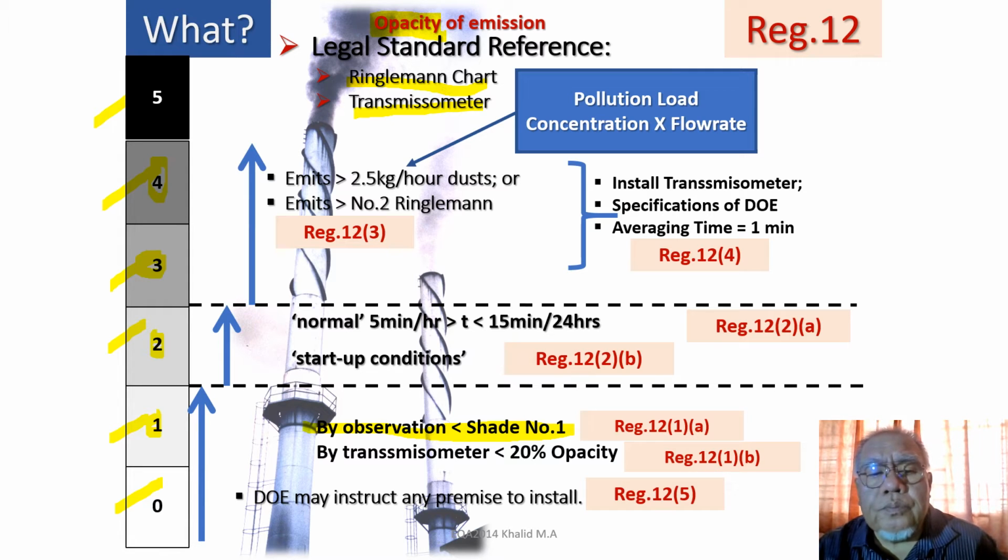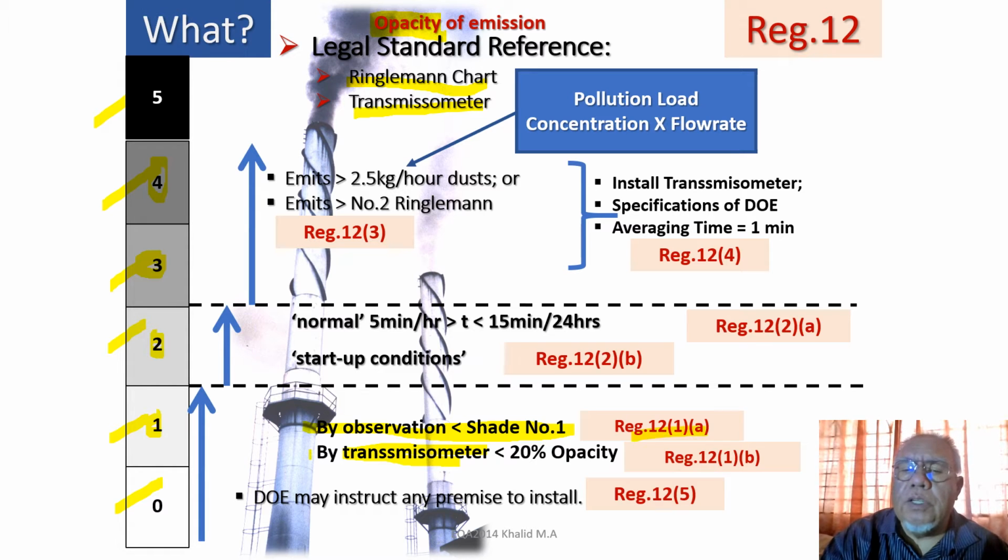Now, Ringelmann number 1, by transmissometer, the reading must be less than 20% opacity. That is Regulation 12.1 subclause A, Regulation 12.1 subclause B. See? So this is the regulation and that is subclause B. That is the regulation. This is allowed.